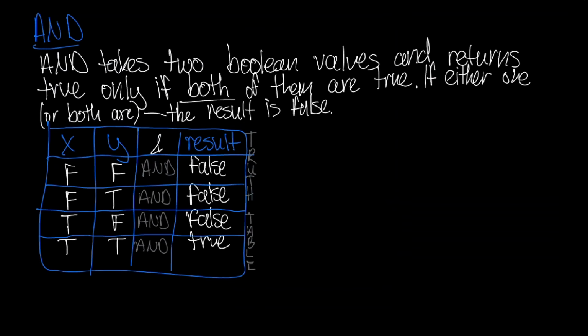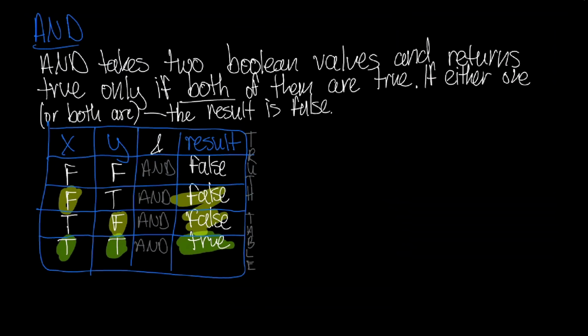If it's true and false, it's still false. The only way that it's true is if x is true, y is true, we AND them, the result is going to be true. So as you can see here, even if one of them is false, our result is still false. The only way to get true is that they are both true. That gives us a true when we AND them.